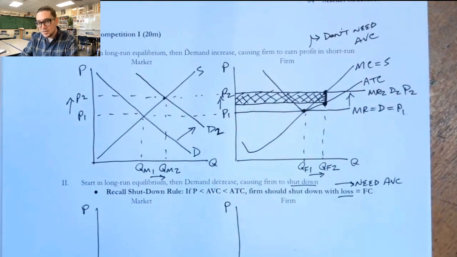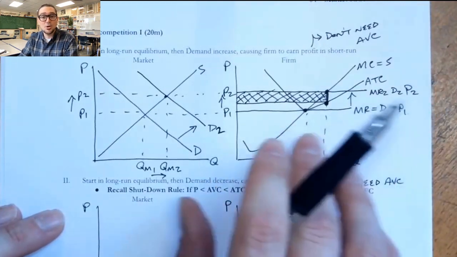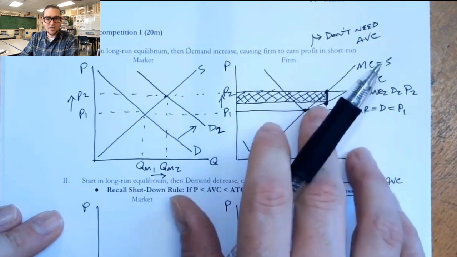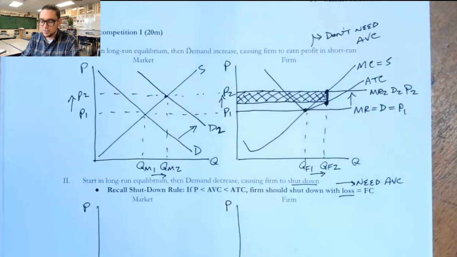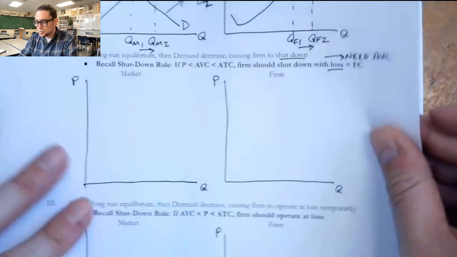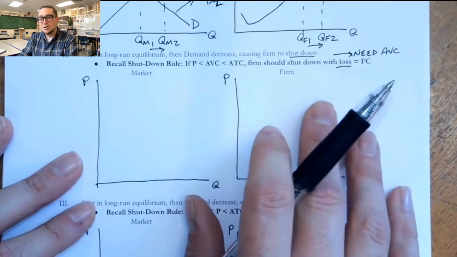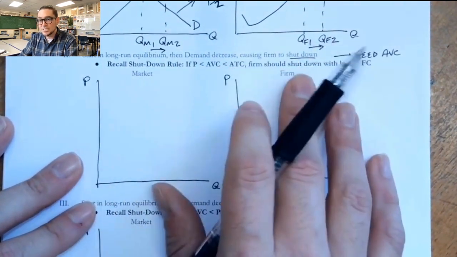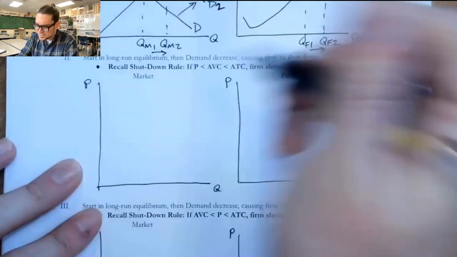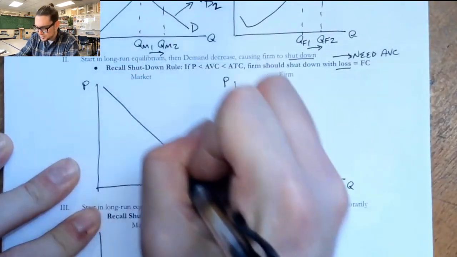Now we're going to look in the next video at what happens in the long run. How do they end up not earning that in the long run? We'll talk about that part later. Now let's take a look at, in the short run, the long run equilibrium causing demand to decrease and the firm to shut down. If I know that there's going to be a loss, I know I'm going to need an AVC. And so we'll start here with supply and demand.